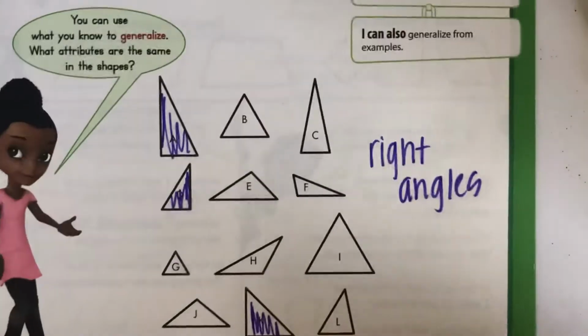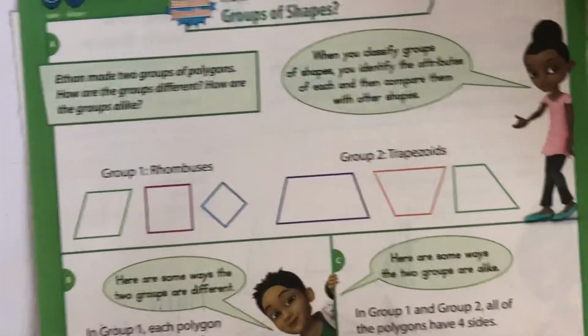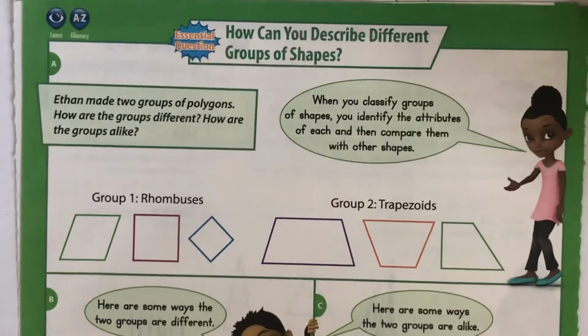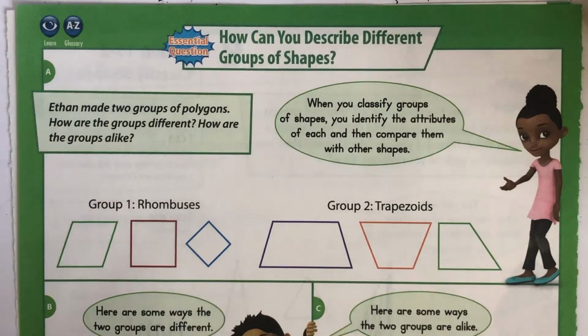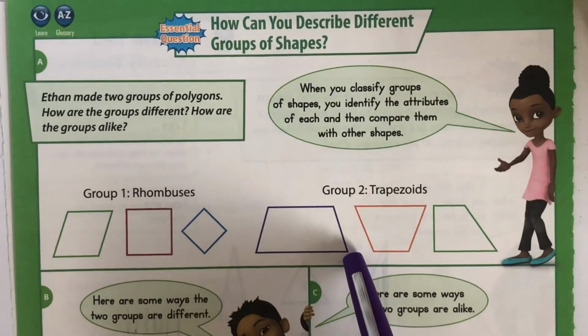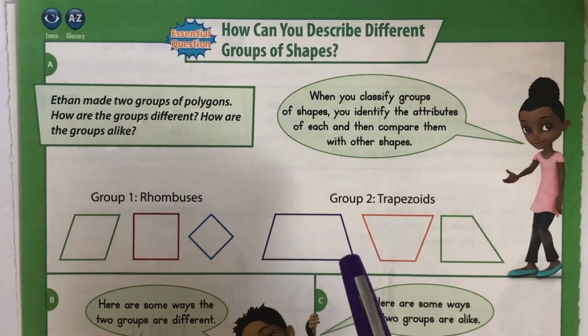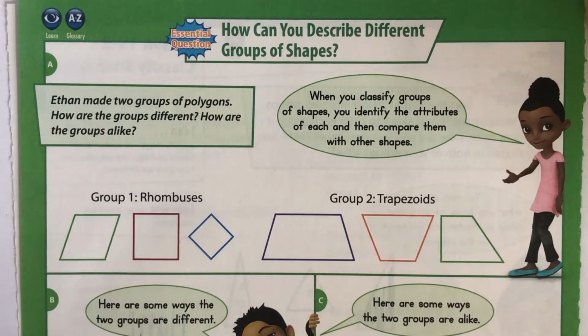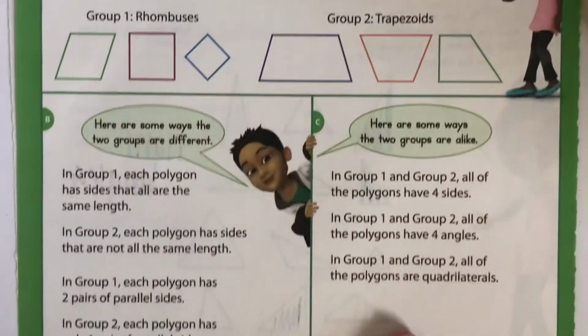Okay. Next page. How can you describe different groups of shapes? Ethan made 2 groups of polygons. How are the groups different, and how are the groups alike? The first group he has are rhombuses. The second group he has are trapezoids. When you classify groups of shapes, you identify the attributes of each and then compare them with other shapes.